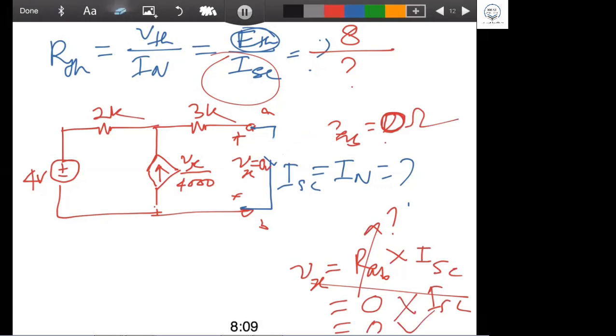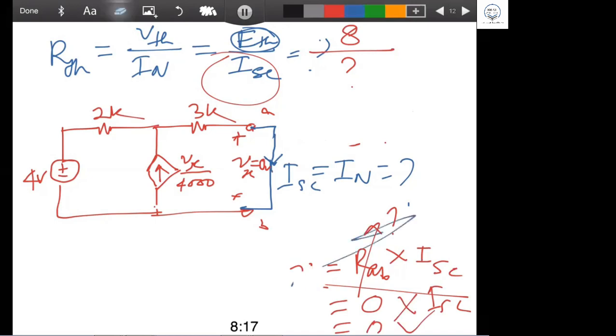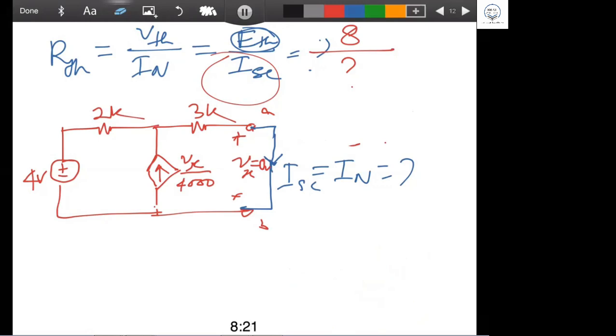If it is a short circuit, it means the voltage is 0. That is the way we know that, right? Do you all get it? Why is the Vx 0? Yes, sir. Because we shorted the AB terminal. So the voltage Vx is 0.